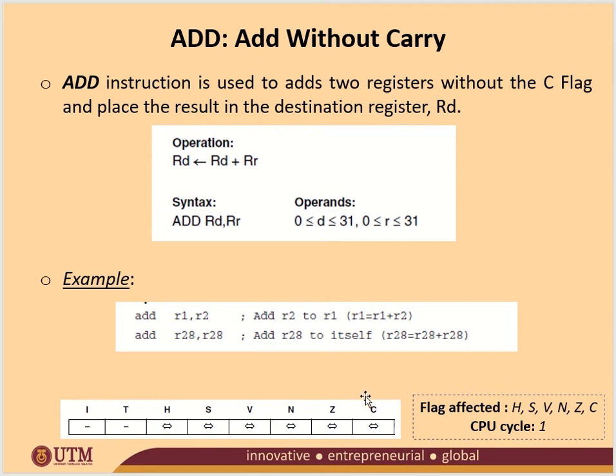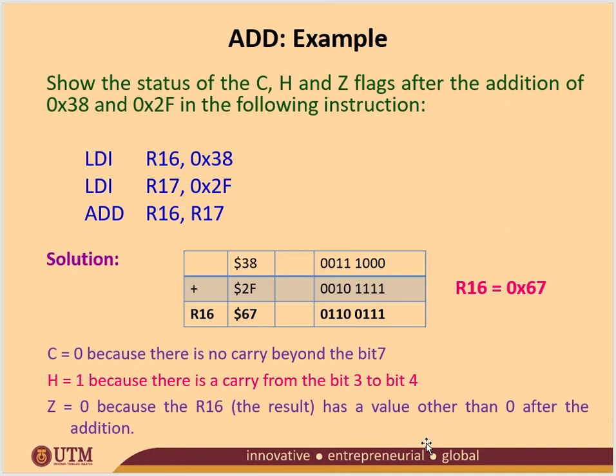If you look down here, this is your status register. There are 6 flags affected by the ADD instruction, which are the H flag, S flag, V, N, Z, and C flags. Let's look at the example here. You are going to show the status of the C, H, and Z flags after the addition of 38 and 2F in the following instructions. You have LDI R16, 0x38 and LDI R17, 0x2F. What happened here? You put 38 into R16 and 2F into your R17. After that you have the ADD R16, R17. What happened here?